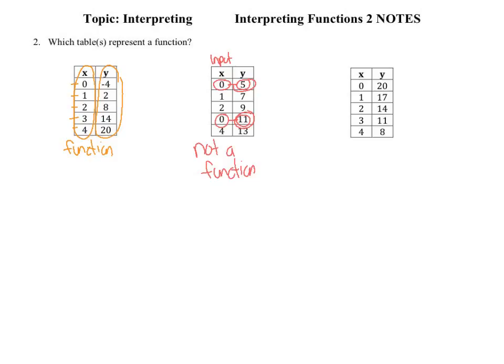Taking a look at this last table, I notice that all my x values are different, so this automatically tells me it is a function. I also want to point out that these y values are decreasing, but that doesn't matter.